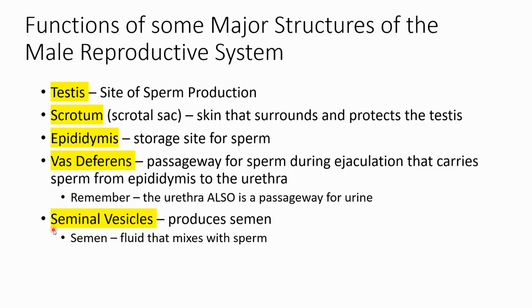Seminal vesicles produce semen, which is the nourishing fluid that's going to mix with sperm. Now, there are other fluids that are provided for the sperm. Seminal vesicles is just one of those structures. So again, take a look at that. Make sure you know that from lab.